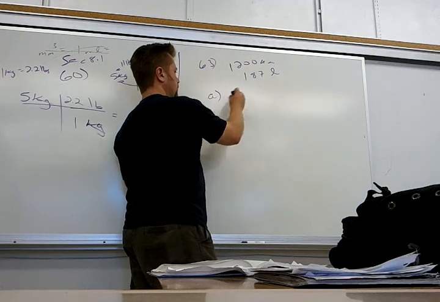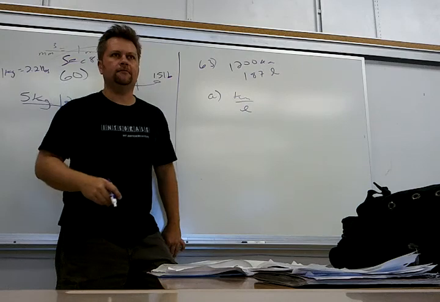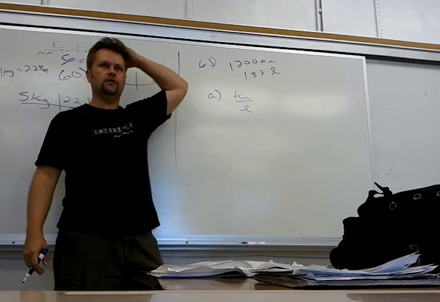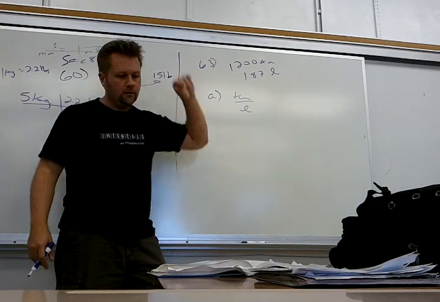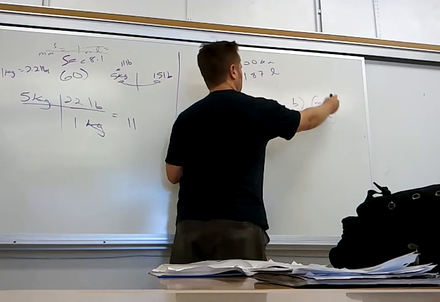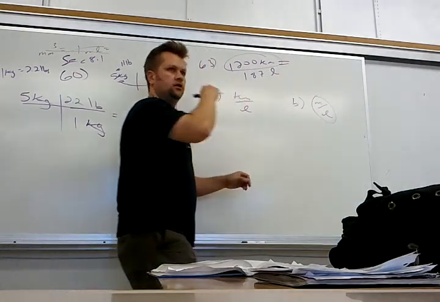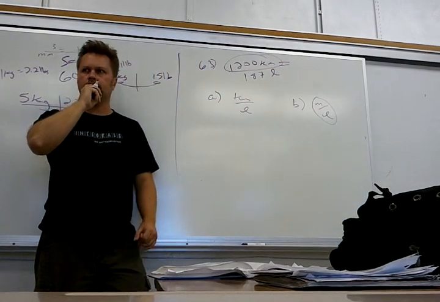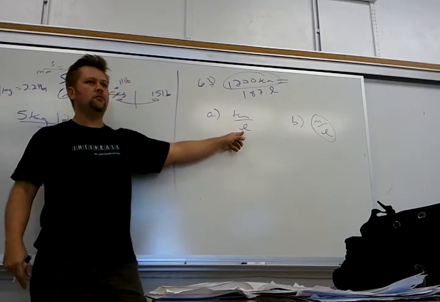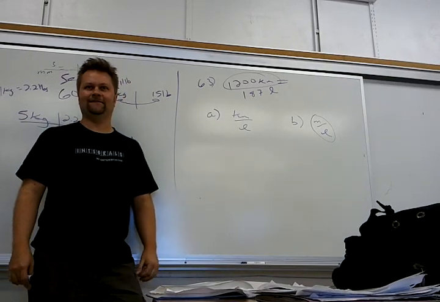Well, part A is pretty simple. They say kilometers per liter. So how do you get that? It's 1,200 kilometers divided by 187 liters. That's pretty straightforward. Then they want it in meters per liter. So before you even plug it in, what do you do with this? Convert it to meters and then make the ratio. That one wasn't terribly evil. It would get evil if I'm saying kilometers per liter and I want to know how many miles per gallon that is.